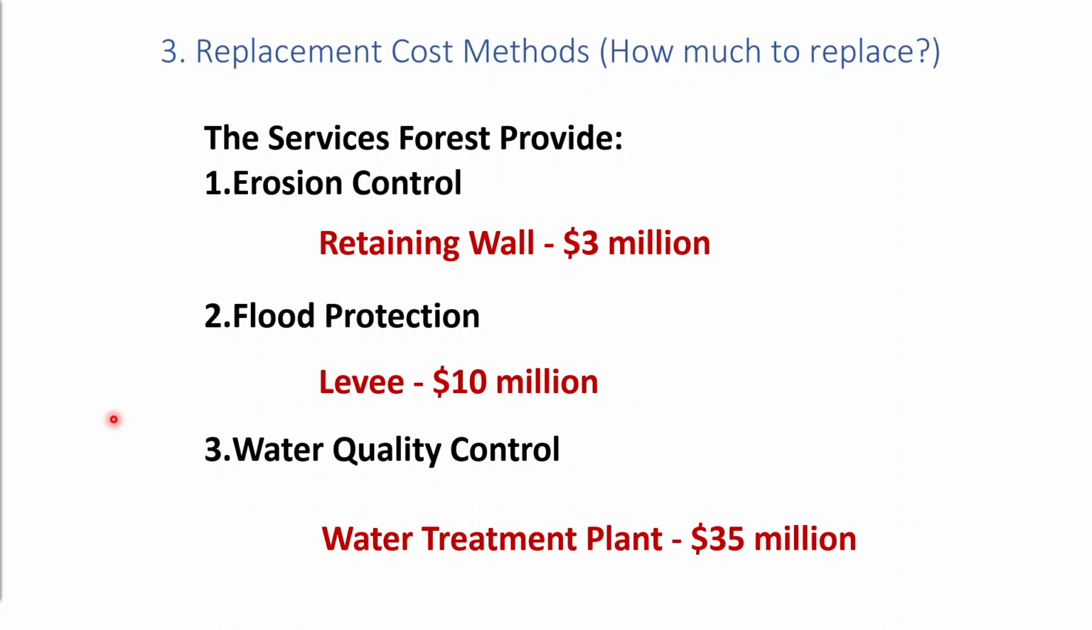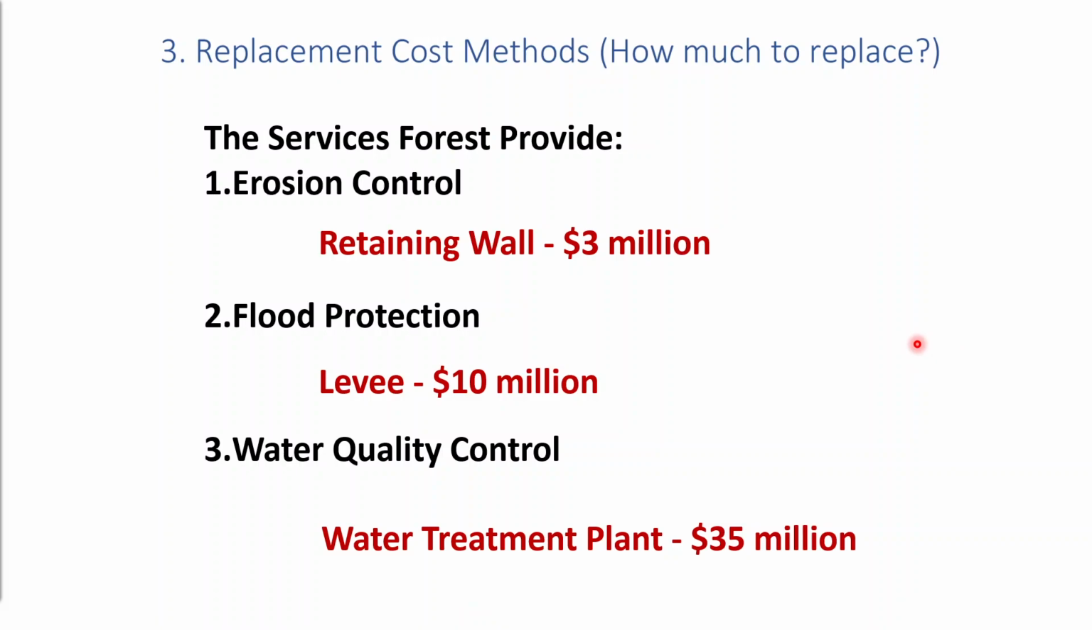Again, these are all hypothetical. It's simply using existing construction technology to estimate how much it would cost to actually build these things. By the way, I made up these numbers. I have no idea how much it will cost to build a water treatment plant. Probably a lot more than $35 million.